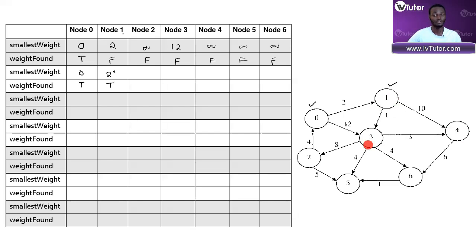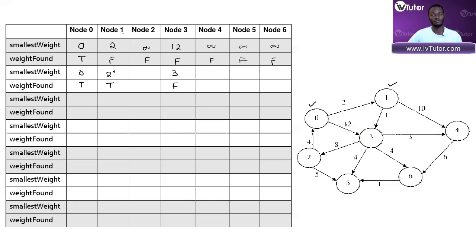So from 1 to 3, it's 1 plus 2. Remember, you have to go and look at your node to get the current weight of your node. So 1 plus 2, I get 3. Therefore, the weight of going to 3 via 1 is 3, 1 plus 2. So this is going to be 3. Is it less than 12? Yes, it is. So we update it. If it wasn't, we were going to put 12 here. So in that case, we put 3, we make it false.